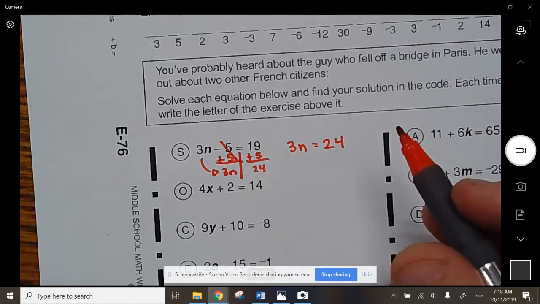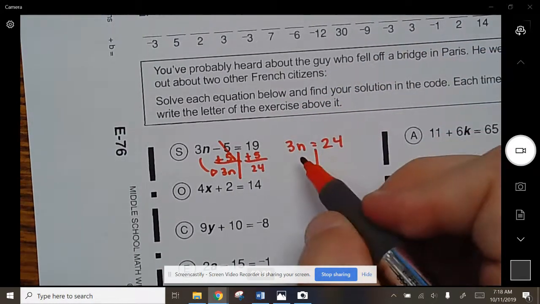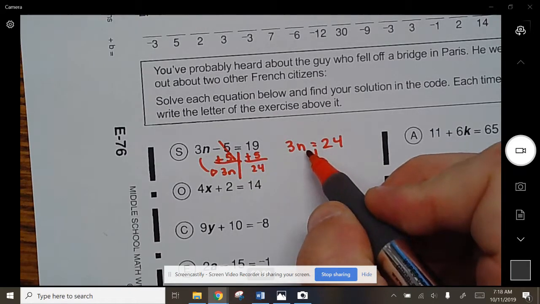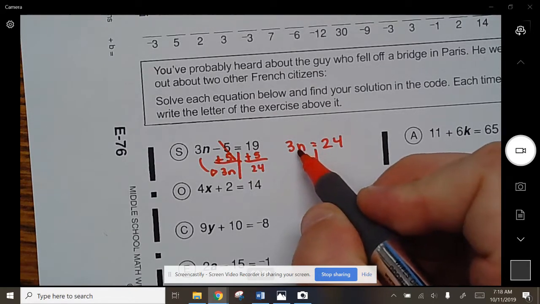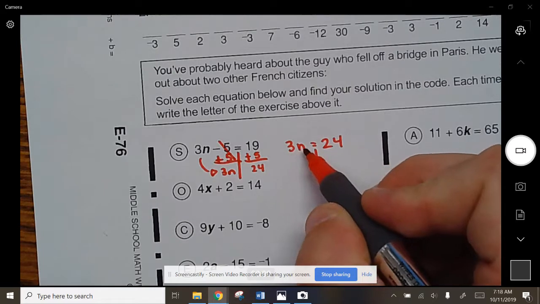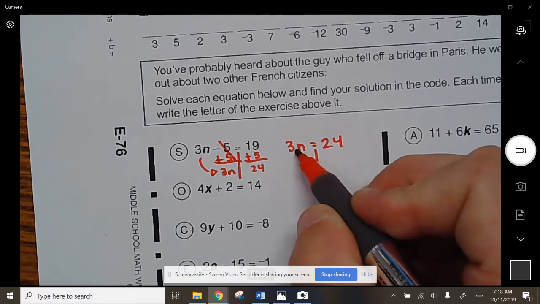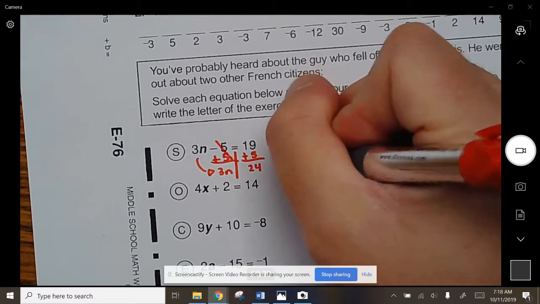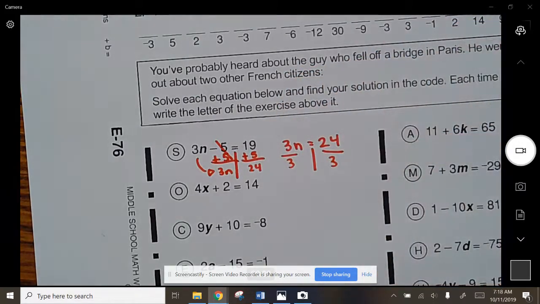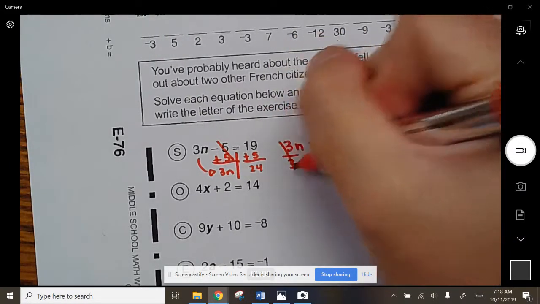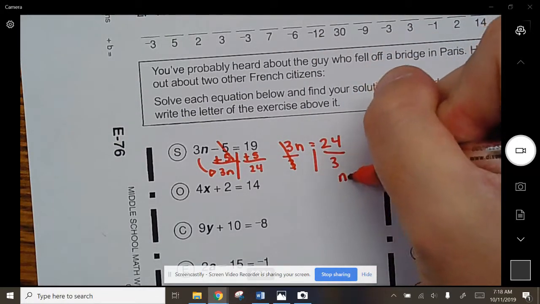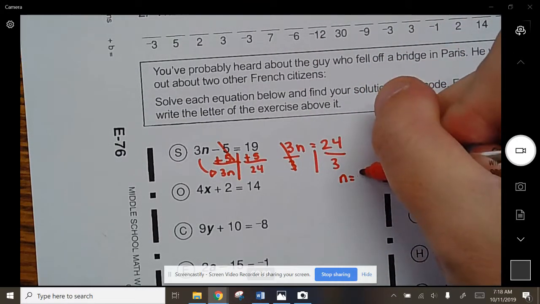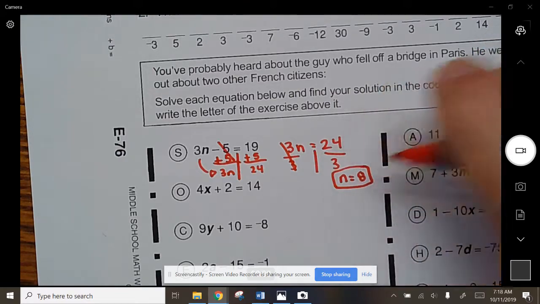So now if you read this sentence, you would say I have 3 times a number. We don't know what it is. It's a variable, an unknown value. 3 times a number equals 24. Well, what's the opposite of multiplication? 3 times something. The opposite of multiplication is division. And you do it to both sides. This cancels out. Then you get n by itself. N equals 3 into 24 is 8.